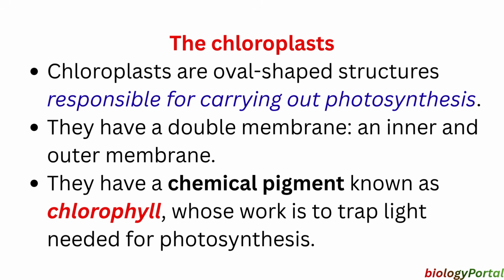The chloroplasts. Chloroplasts are oval-shaped structures responsible for carrying out photosynthesis. They have a double membrane, an inner and outer membrane. They have a chemical pigment known as chlorophyll, whose work is to trap light needed for photosynthesis.